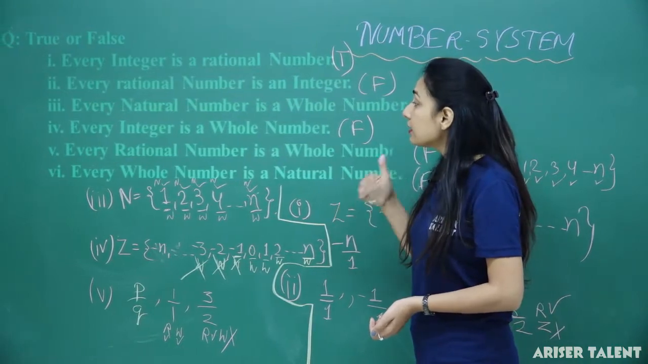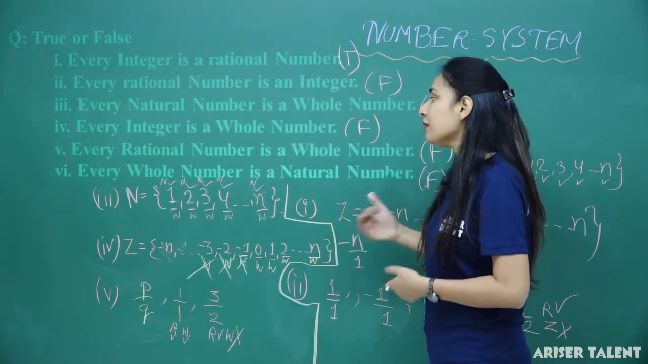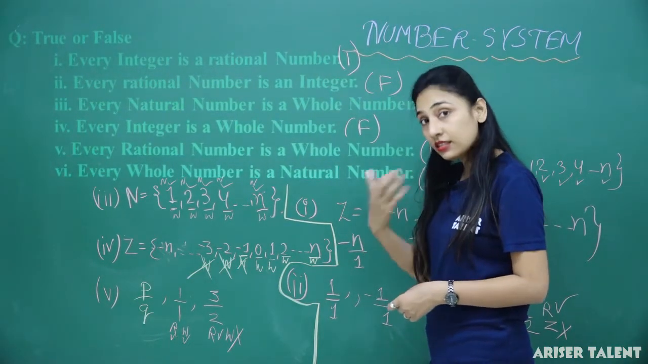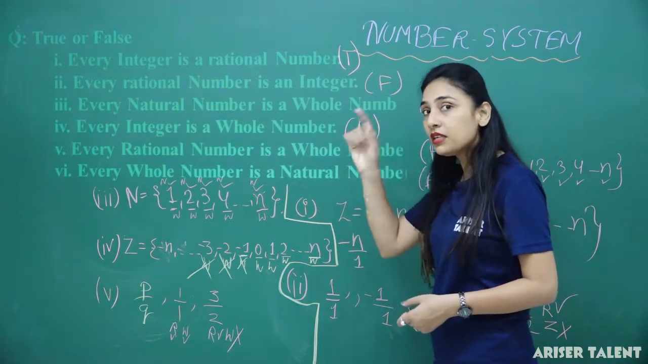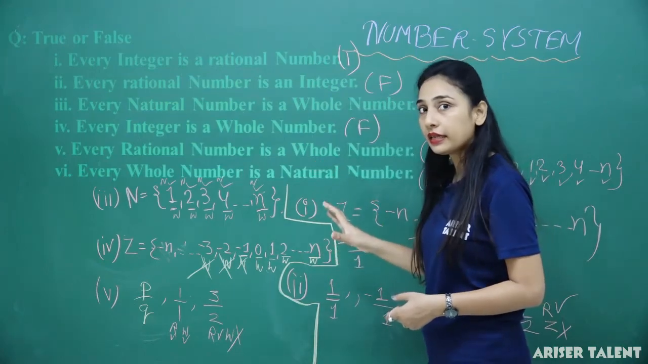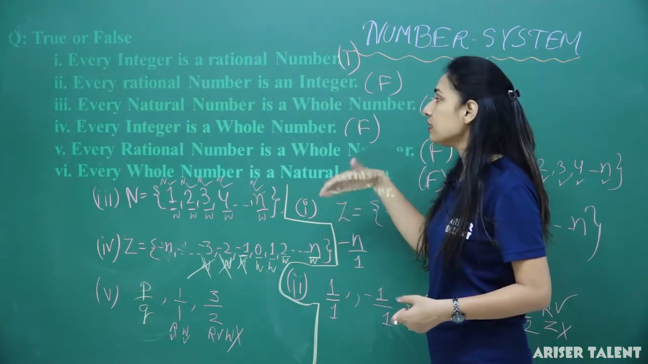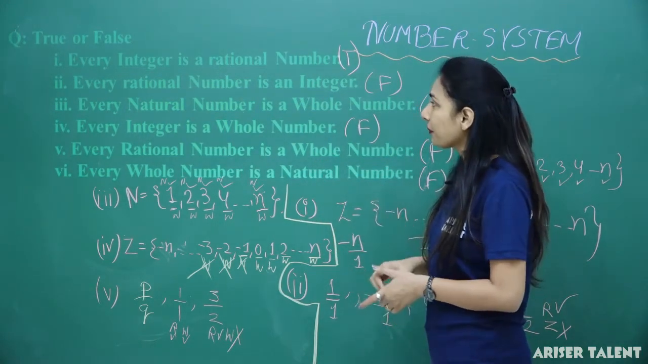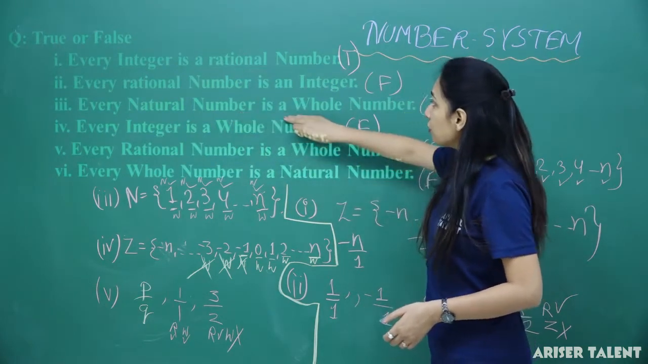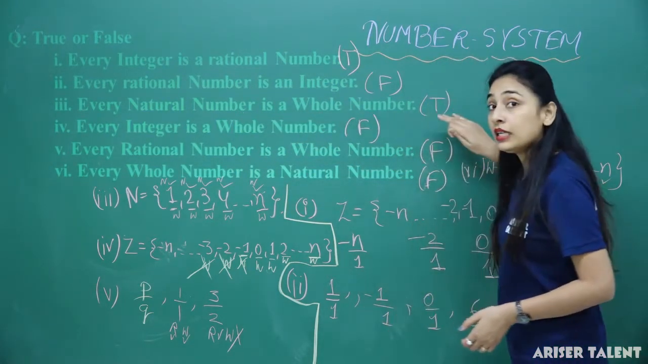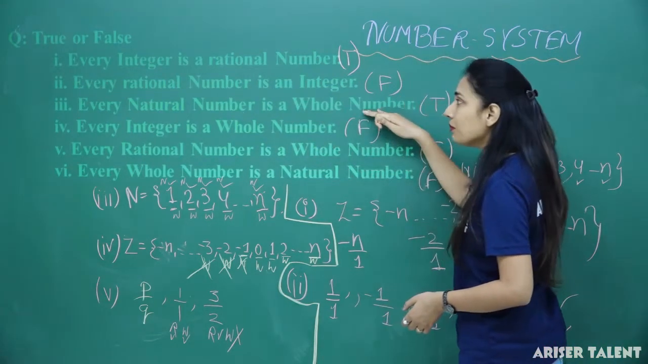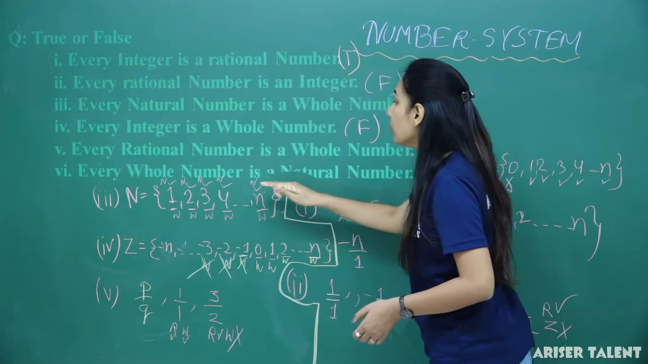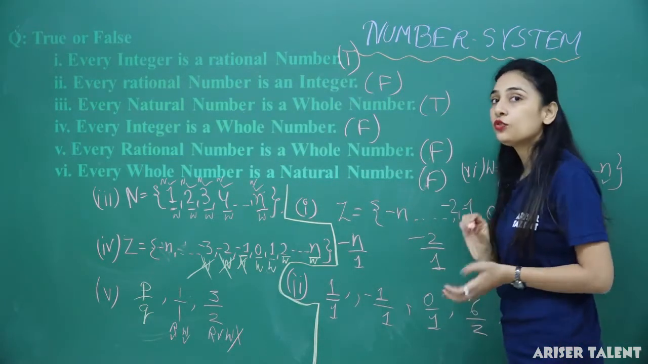Some whole numbers can be natural numbers other than 0. All the natural numbers are whole numbers, but 0 is included in the whole number category. So it is false that every whole number is a natural number. Every natural number is a whole number is true, but every whole number is a natural number is false.